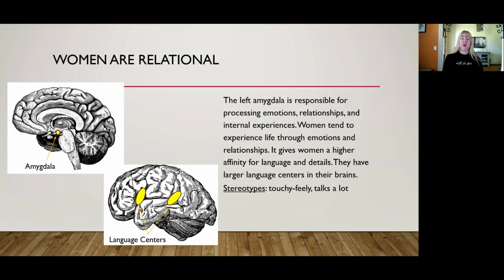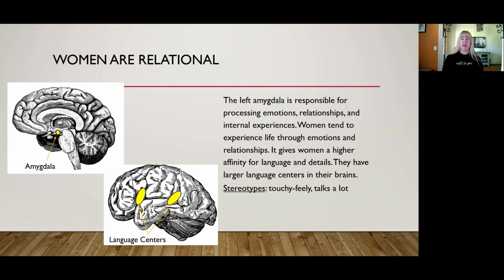And then the fact that women also have a higher affinity for language and a higher affinity for details also comes from the left amygdala, but it includes the dynamic, the exchange, the interplay between the left amygdala and the fact that women have larger language centers of the brain. So you see that depicted on the screen. The left amygdala just mirrors the right. It's just in the left hemisphere instead of the right, but the larger language centers are on the outside of the brain.